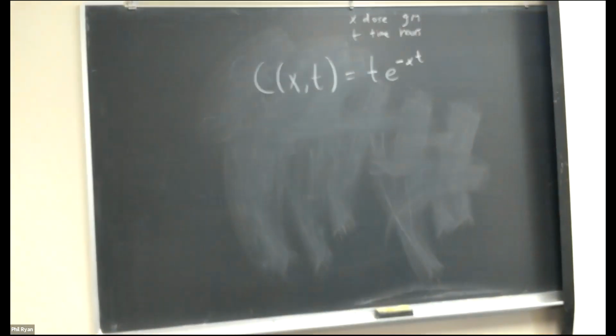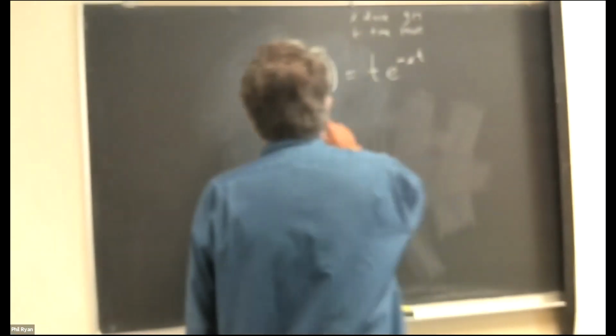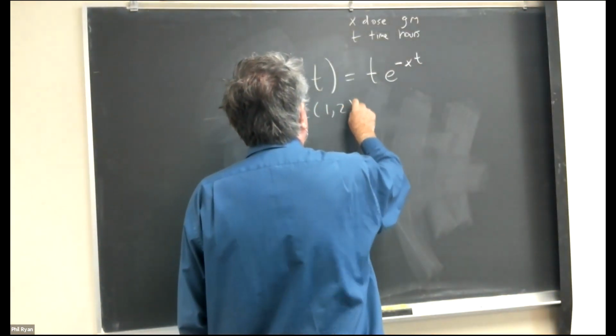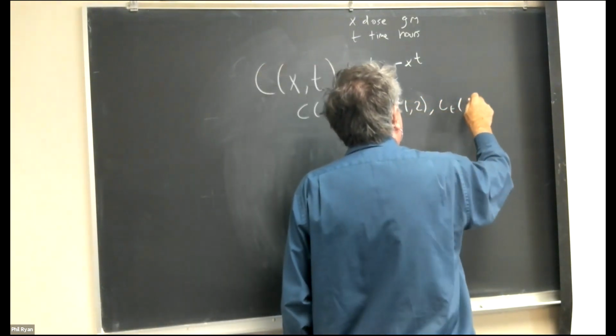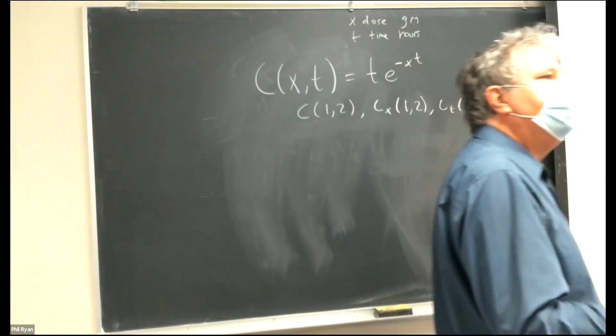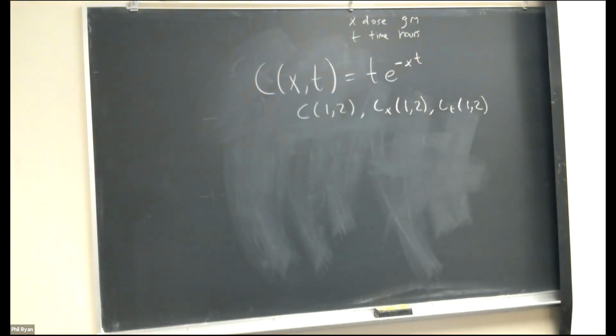So what is C of 1, 2? C_x of 1, 2, C_t of 1, 2. Let's find these quantities and interpret what they mean. Okay. So what does 1, 2 mean? What does 1, 2 refer to? Well, we look at x is first, t is second. So 1, 2 means that we gave someone a dose of 1 gram of medicine, and we're looking at them 2 hours later.